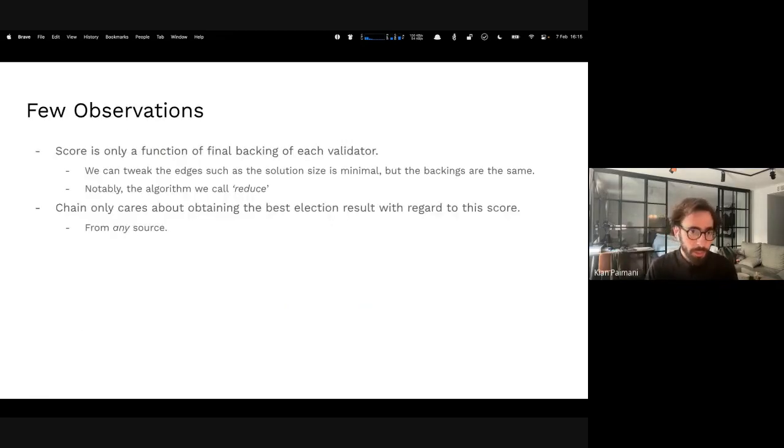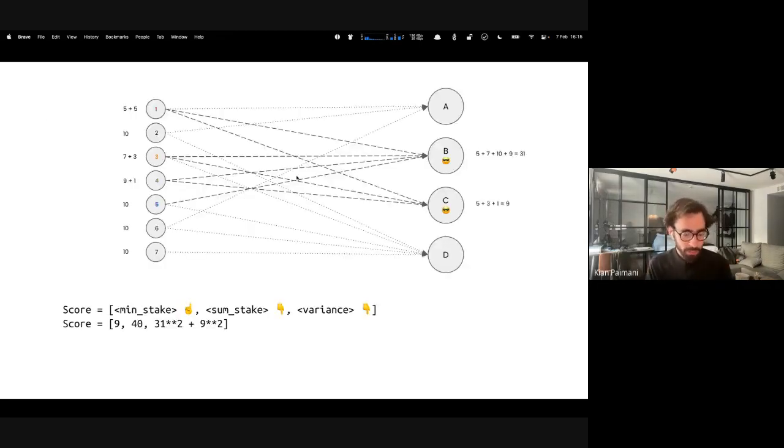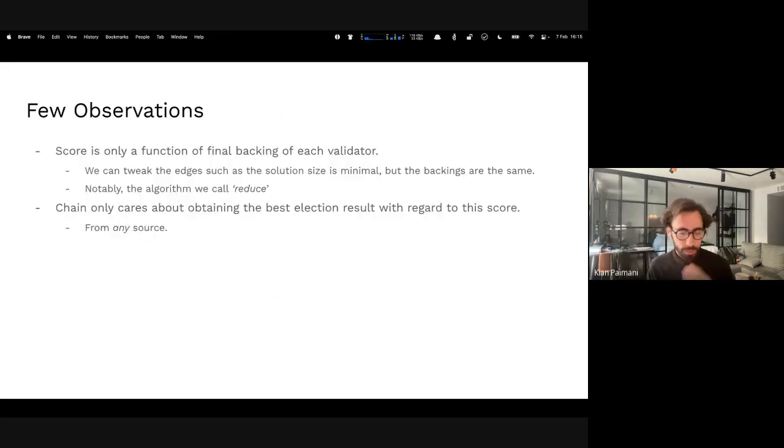And the other, I mean, this is not really an observation, but I will explain this further in upcoming slides: the chain really cares only about the score of a solution. We accept these graphs, I'm referring to them as solutions, from different sources, or they can come by different means or protocols, but the score is the one and only criterion of their worth, let's say, if we want to evaluate them.